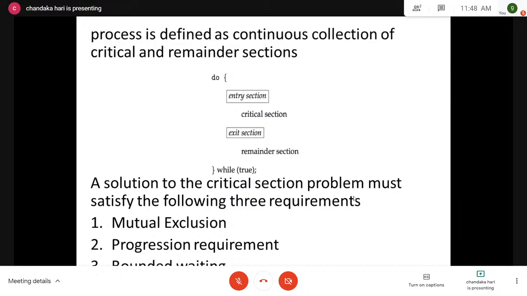Entry section is simply allocating resources. Whatever locks you require to affect your common resources are obtained in the entry section. Once your execution is successfully completed, you need to release the locks. That is done in the exit section. And this is the reminder section. This is a continuous cycle of critical and reminder sections like this.